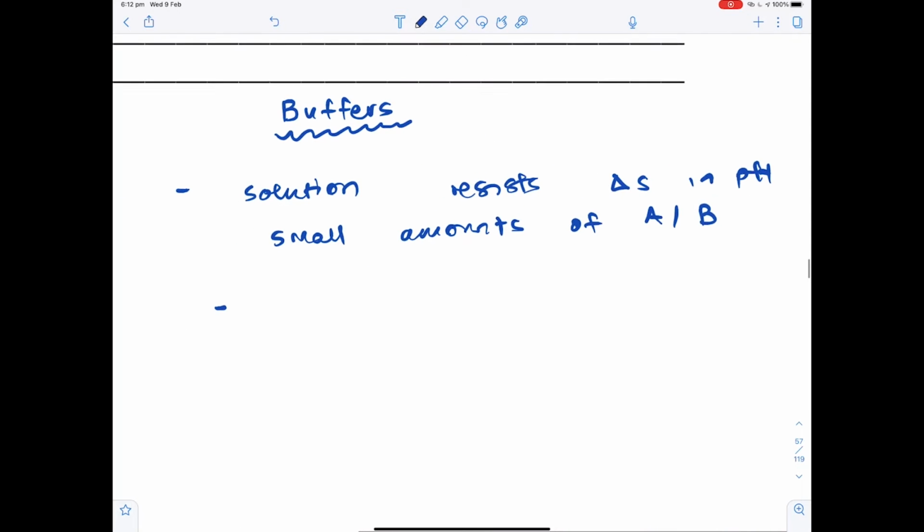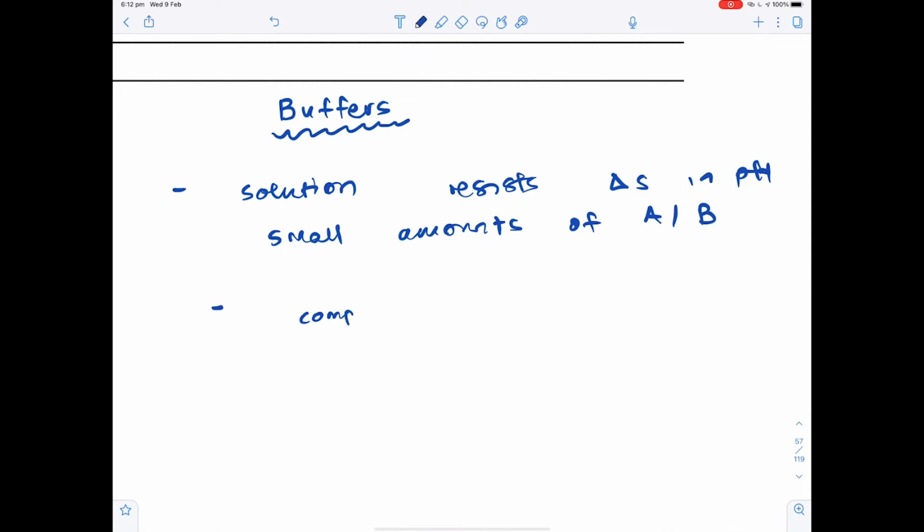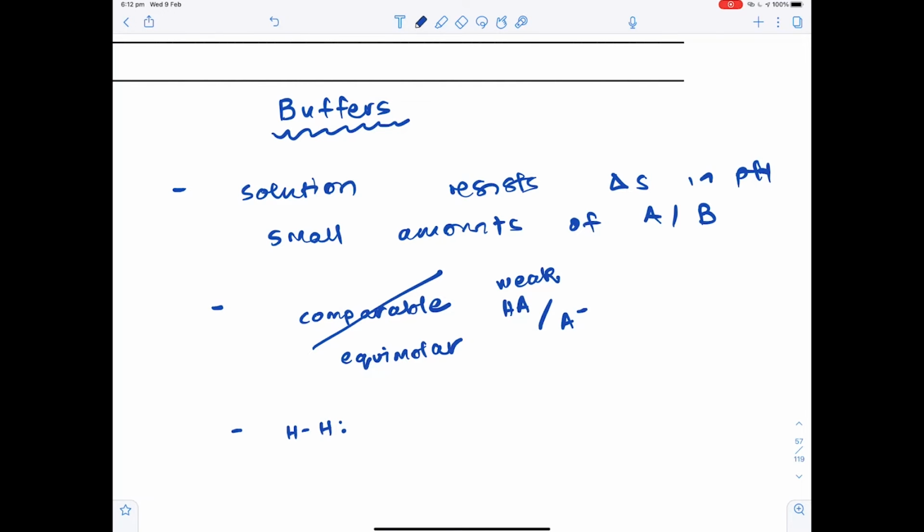In exams, it's good to say comparable, because equimolar is actually when a buffer is at its strongest, and I'll mathematically show this to you very shortly. When you have comparable amounts of an acid, which is HA, and the conjugate base A minus, in case just to remind you, it's a weak acid, that's when you have a buffer set up. Now, a buffer is strongest when you have not comparable, but equimolar amounts of the acid and conjugate base. The way you'll understand that is to go back to the Henderson-Hasselbalch equation.